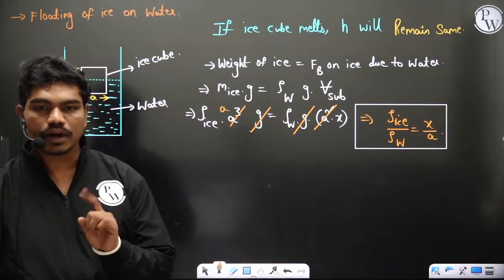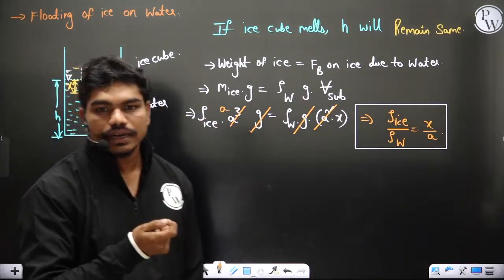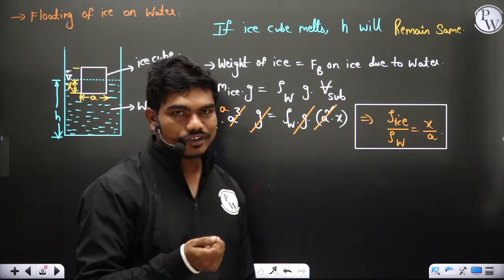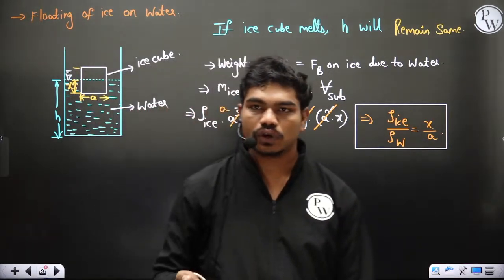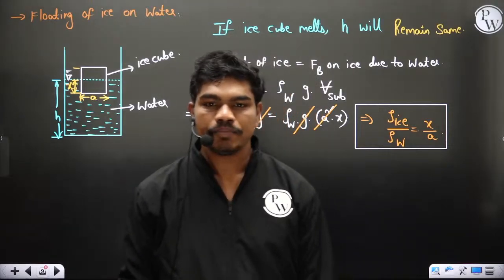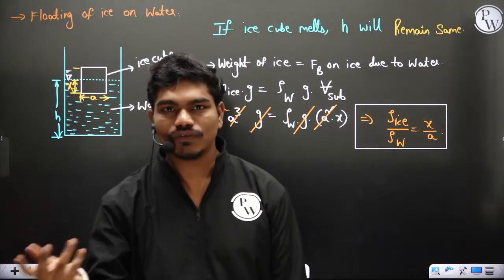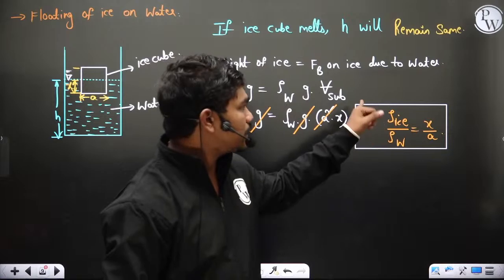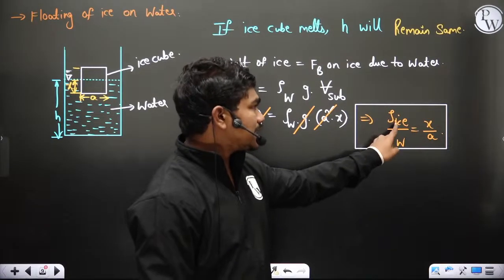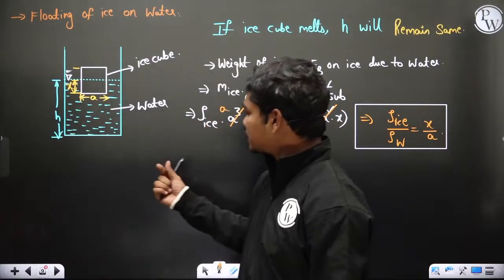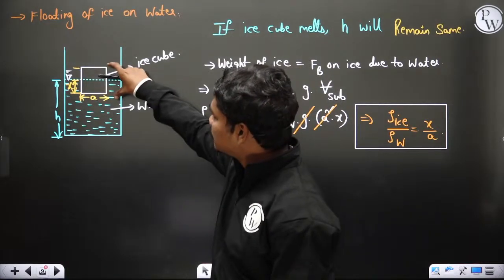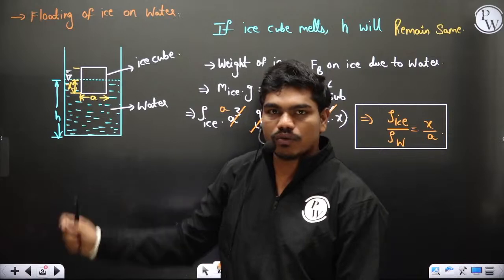Now one important thing here is you can observe x is less than a. Which means clearly density of ice will be less than density of water, and ice floats on water, which you can see anywhere. If you take an ice cube and put it in water, it floats. So whenever you perform this calculation, this ratio has to be less than 1, and we know geometrically that x by a is less than 1, because this is x and this completely is a.